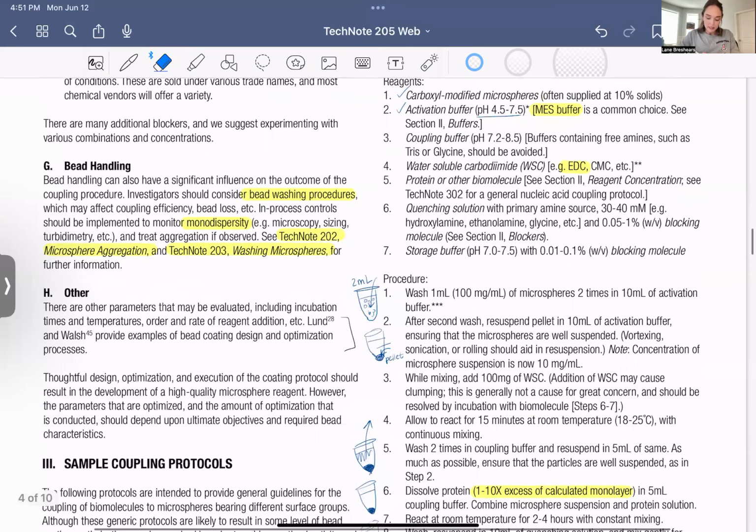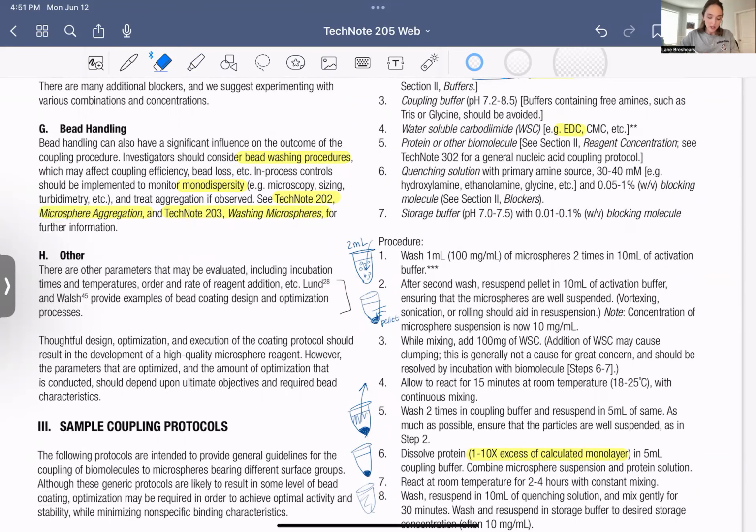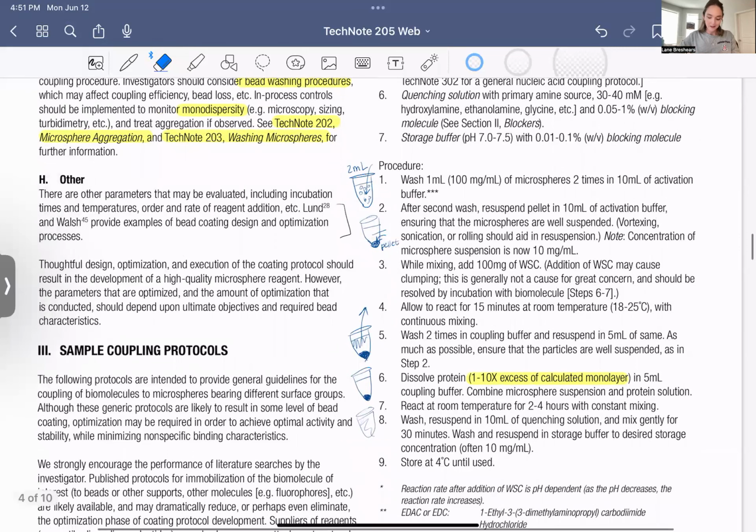Finally, there are other parameters that may be evaluated, including incubation times, temperatures, order and rate of reagent addition, etc. They provide a couple examples of bead coating design and optimization processes. Just be referencing the literature as much as you can. However, the whole point of this video is I'm wanting to raise awareness about this great documentation that is a good starting place if you're just looking into getting going with this. Yeah. Okay, perfect. I think that finishes up this.